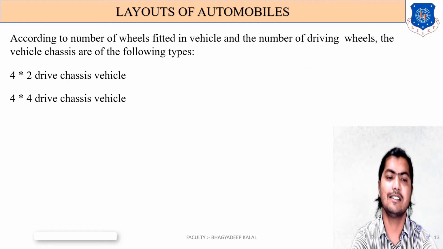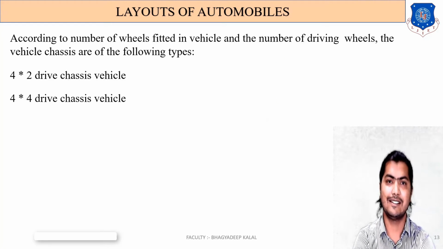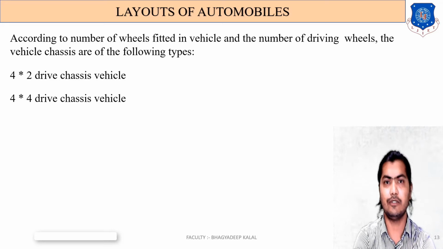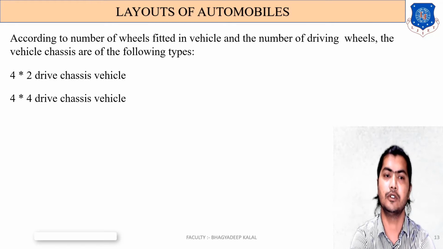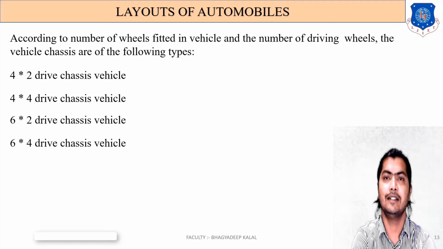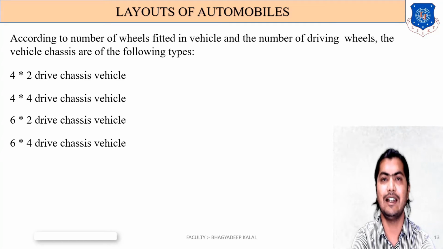Next is 4x4. 4x4 means that the vehicle has four wheels and power is transmitted to all four wheels. That is known as 4x4. Similarly 6x2 means the vehicle has six wheels and power is transmitted to only two wheels, and it is called the 6x2 drive chassis system. Next, 6x4 is similar: six wheels and four wheels have power transmission.